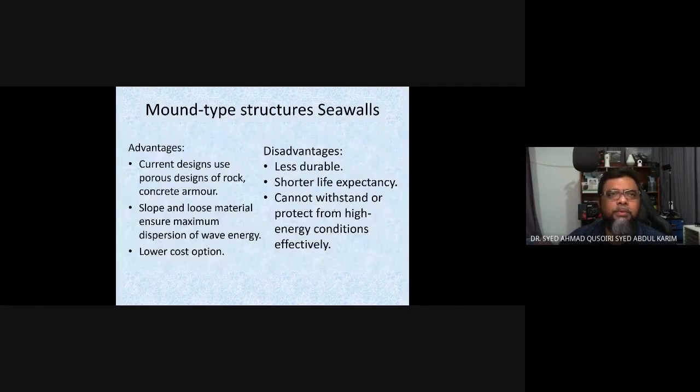Advantages: use porous design of rock or concrete armor. Slope and loose material ensure maximum dissipation of energy because again there's a lot of void between those rocks. So it helps to reduce the energy of the waves before it's being ejected out. And of course, lower costs. You do not have to pay in terms of very expensive material, design, construction, things like that.